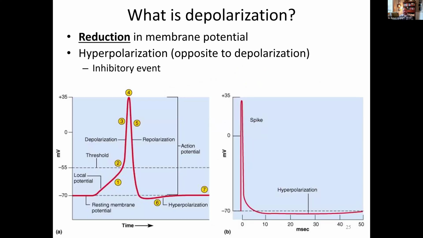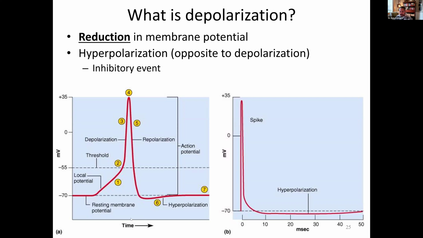So let's talk about depolarization. Depolarization is a term that we use to talk about an action potential. Depolarization is a reduction in the membrane potential. And we're going to walk through this picture right here on the left. And that's going to be a picture that you're going to see a lot over the next few weeks as you're watching the lectures and studying. So it's really important that you understand this and get oriented.